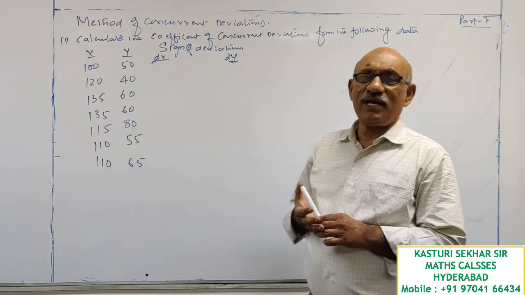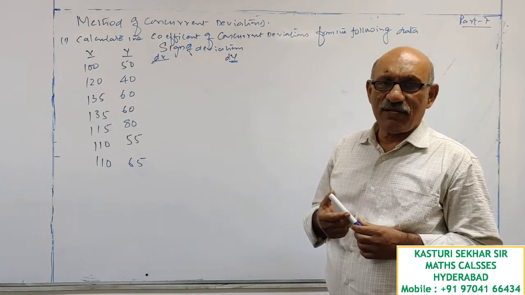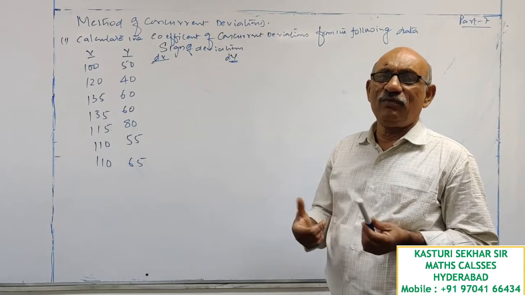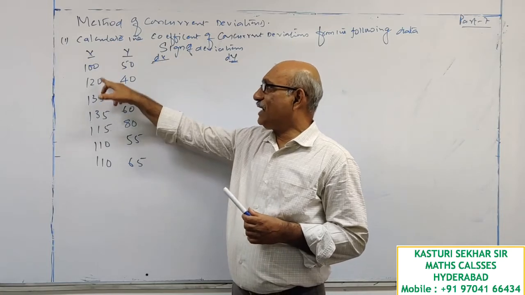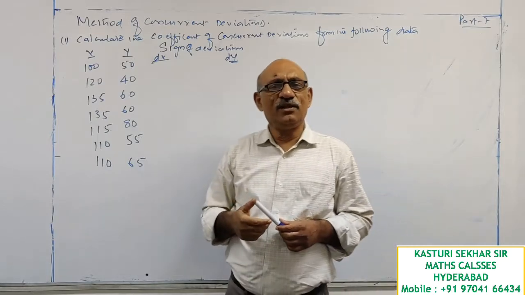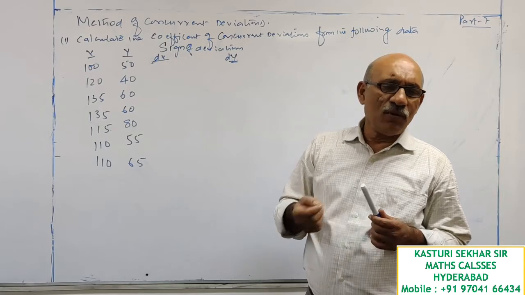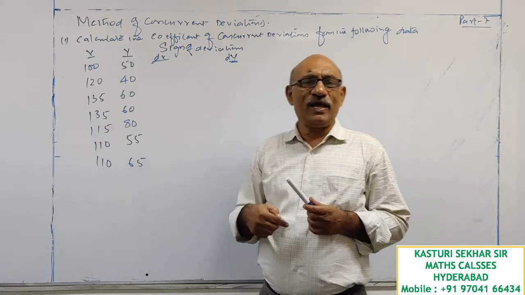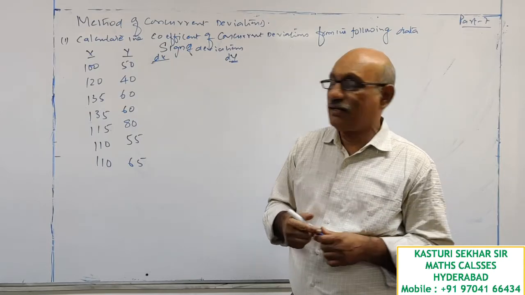Succeeding value may be greater than preceding value, or succeeding value may be less than preceding value, or succeeding value and preceding value may be equal. Then how can we take up the sign? When succeeding value is greater than its preceding value, put a plus sign. When succeeding value is less than its preceding value, put a minus sign. When both the values are equal, put an equal to sign.